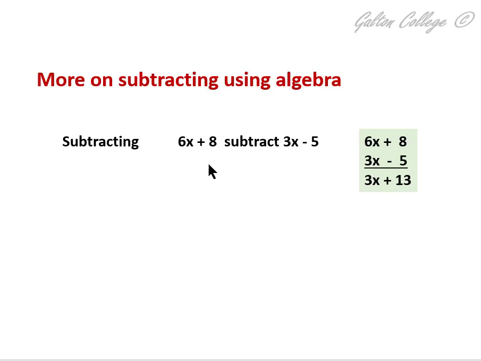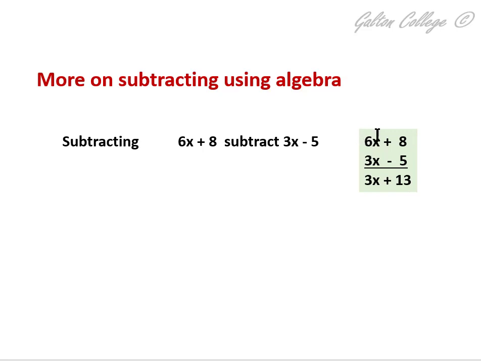Now if we subtract, let's say we have 6x plus 8, subtract 3x minus 5. A little bit trickier, this one, but nothing we can't handle. Again, line it up. Line up the x's. Line up the numbers over here.